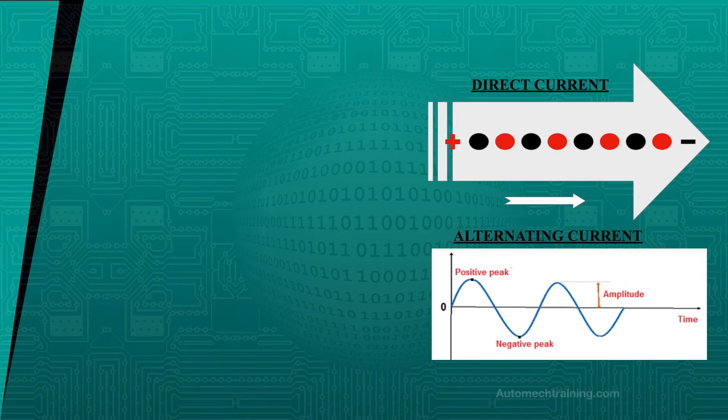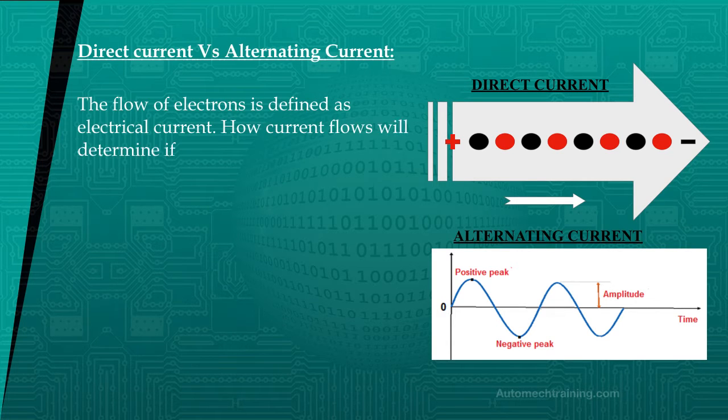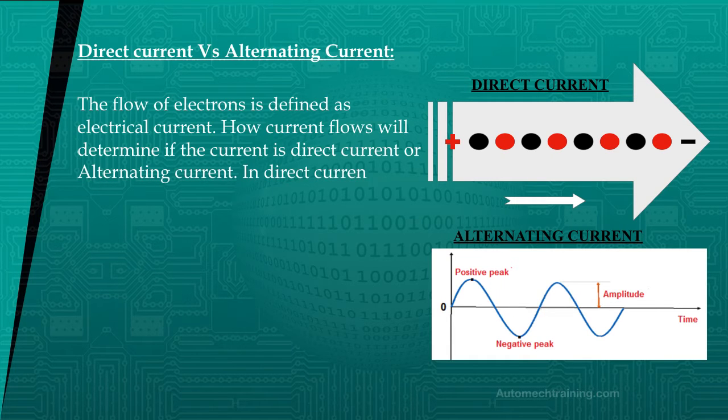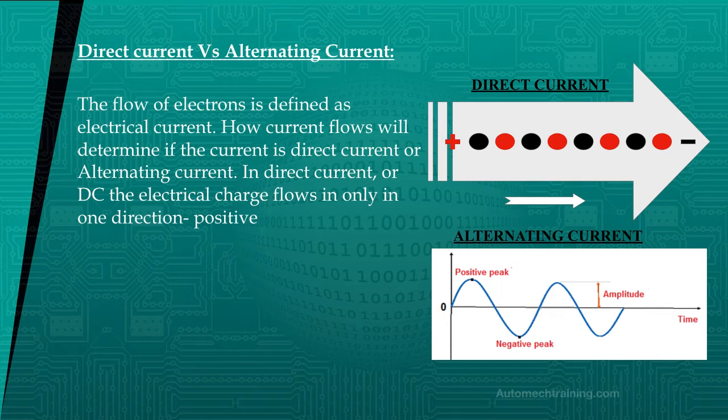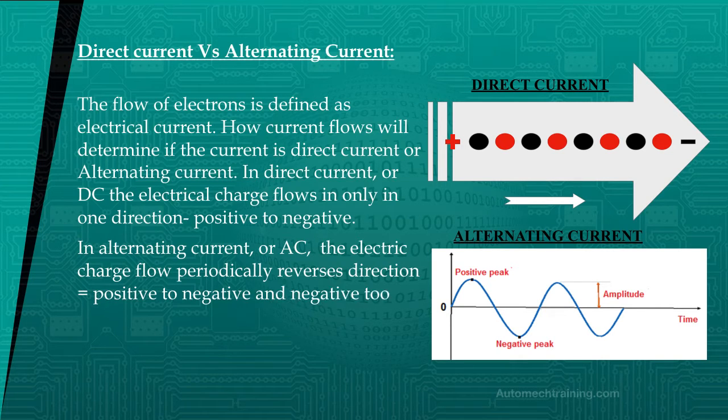Direct current versus alternating current. The flow of electrons is defined as electrical current. How current flows will determine if the current is direct current or alternating current. In direct current, or DC, the electrical charge flows only in one direction, positive to negative. In alternating current, or AC, the electric charge flow periodically reverses direction, positive to negative and negative to positive.